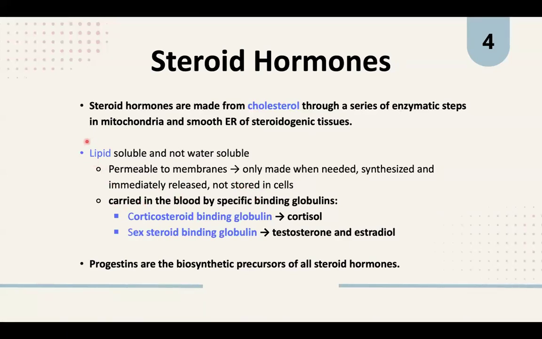Now, another thing about it being lipid soluble is it can't just flow in blood because blood is water, basically. So we need a binding globulin to bind to it. And we have specific binding globulins for each steroid hormone or each group of steroid hormones. So we have corticosteroid binding globulin for cortisol, which is a corticosteroid. And we have sex steroid binding globulin for testosterone and estradiol, which are sex steroids. This last point, progestins are the biosynthetic precursor of all steroid hormones, and we will see this point again in the coming slides. We'll come back to it.